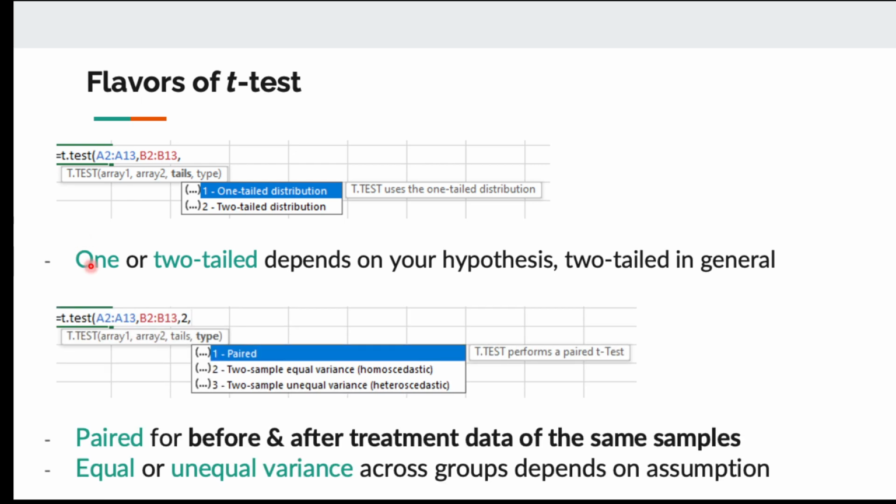Another flavor is whether you have paired or unpaired samples, or whether you want to assume equal or unequal variance. Some students ask me whether they should use equal variance or unequal variance in their t-test. If you have no prior information at all, unequal is always safe. It's always safer because you allow the model to estimate the variance for both control and treatment.